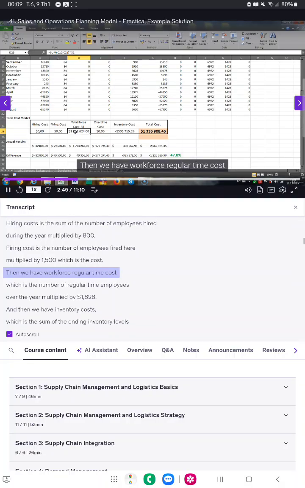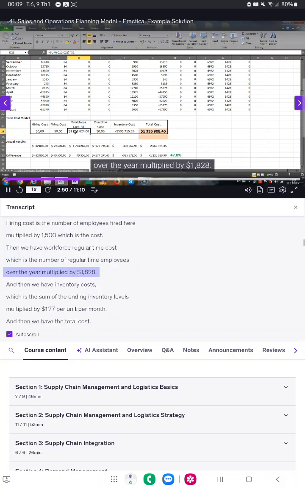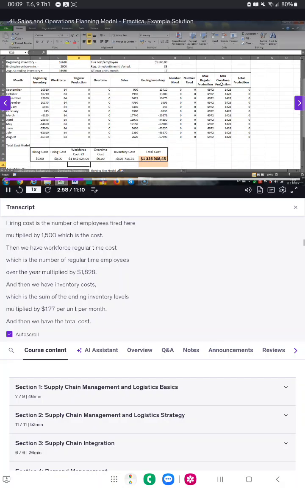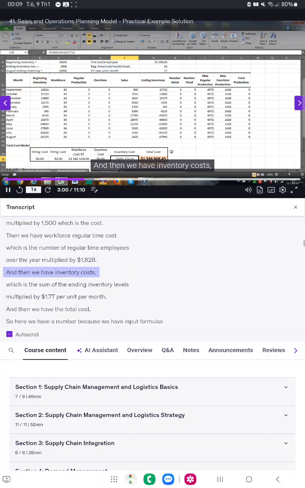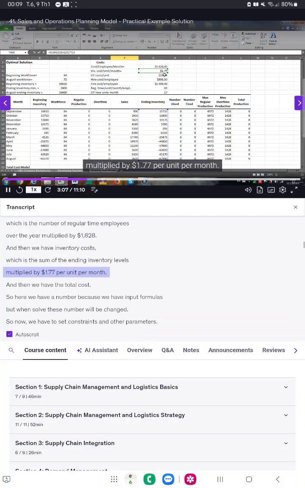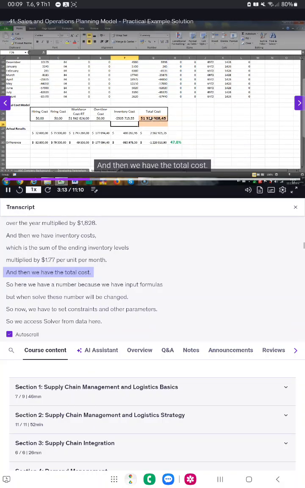Then we have workforce regular time cost, which is the number of regular time employees over the year multiplied by $1,828. And then we have inventory costs, which is the sum of the ending inventory levels multiplied by $1.77 per unit per month. And then we have the total cost.